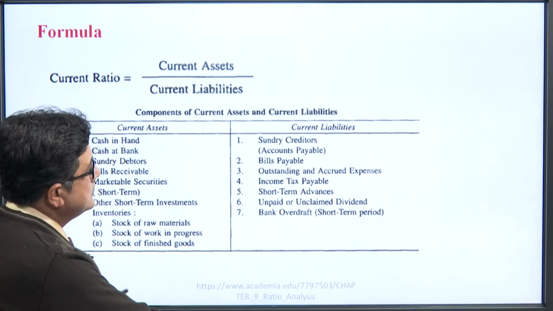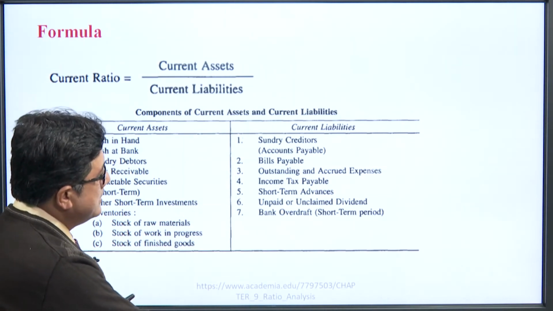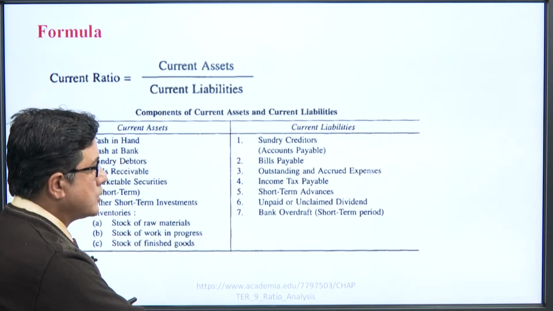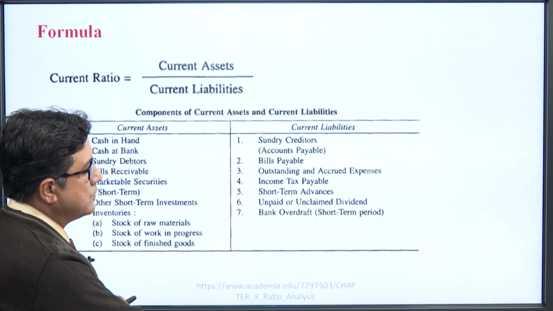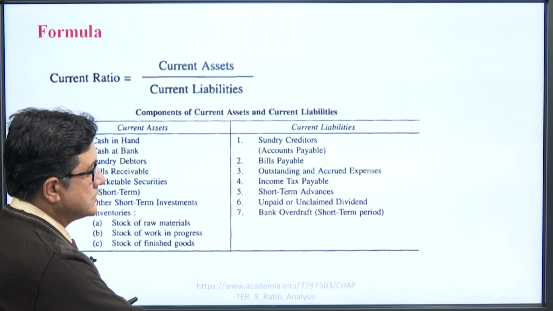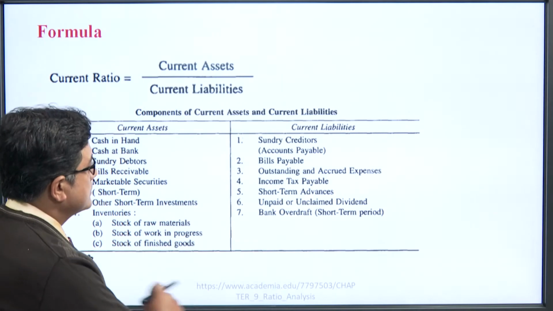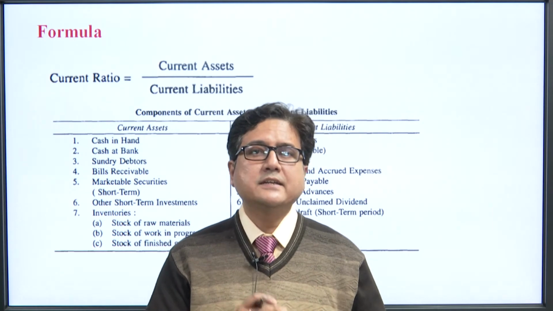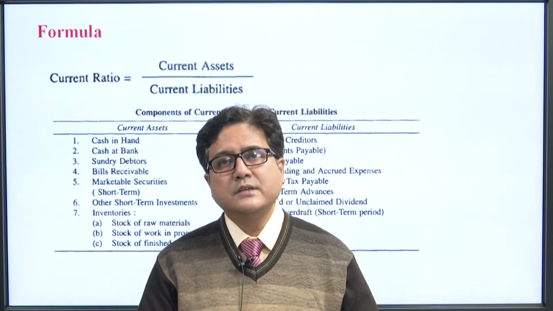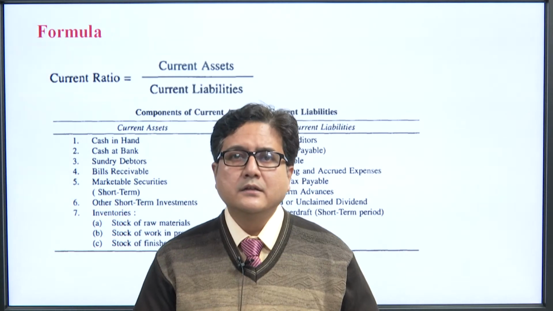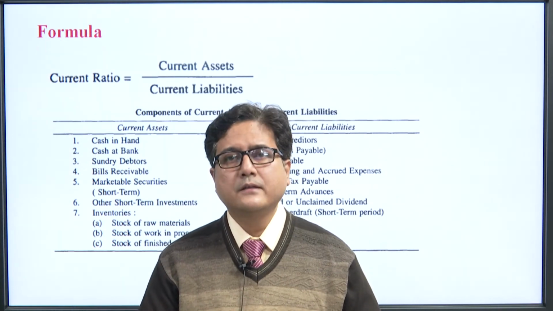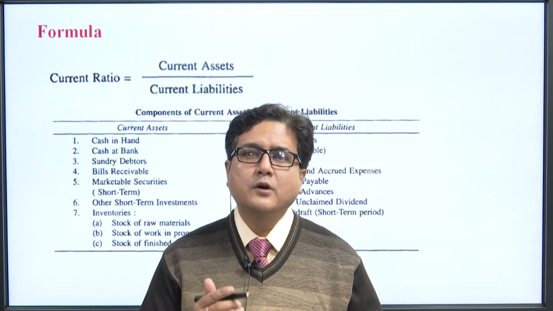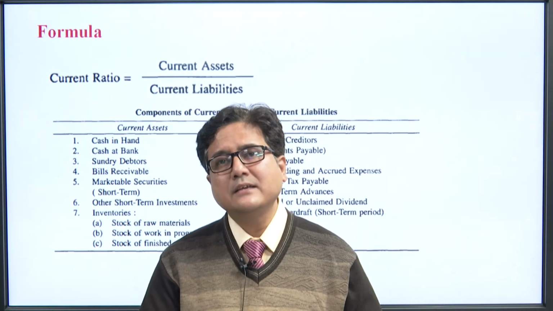In current liabilities: accounts payable, bills payable, outstanding accrued expenses, income tax payable, short term advances, unpaid dividend, bank overdraft. So, these are the short term liabilities. On this basis, we can calculate the ratio between current assets and current liabilities, because only if current assets are more than current liabilities are we able to meet the obligations and pay the liabilities.